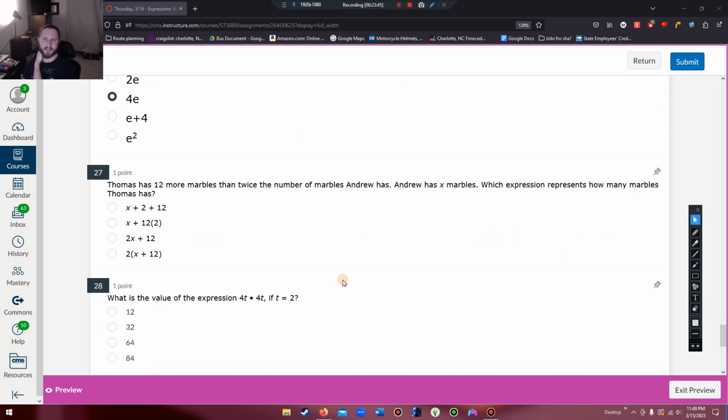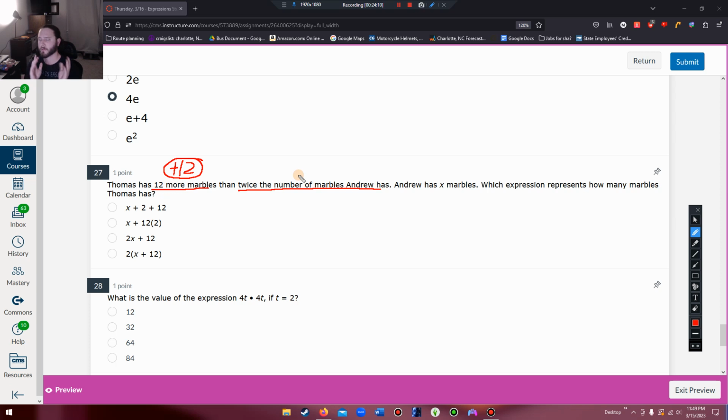For 27, getting nearly to the end, Thomas has 12 more marbles than twice the number of marbles that Andrew has. All right, this is already getting a little complicated, so let's write some of that down. 12 more, okay, so 12 more would be plus 12. That's definitely got to be a part of it. 12 more than twice the number of marbles that Andrew has.